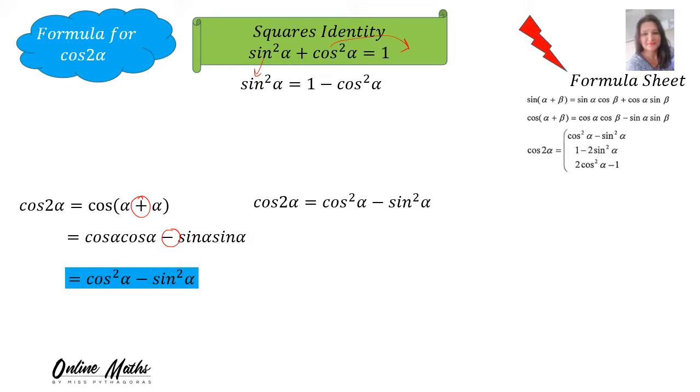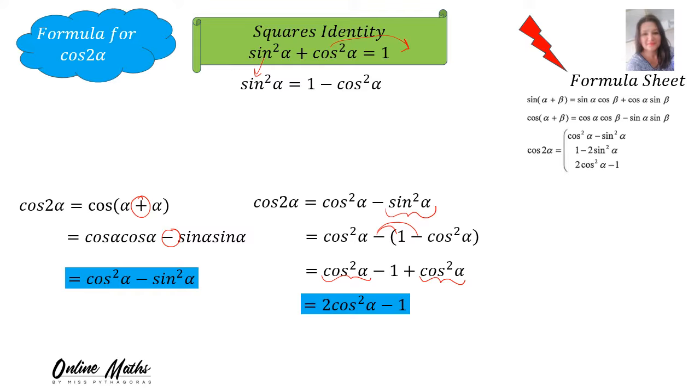So what is happening now, in the place of the sin squared alpha, I'm going to substitute the squares identity, 1 minus cos squared alpha. And then I'm going to multiply in the negative there, and I end with cos squared alpha minus 1 plus cos squared alpha, and cos squared alpha plus cos squared alpha is 2 cos squared alpha minus 1.